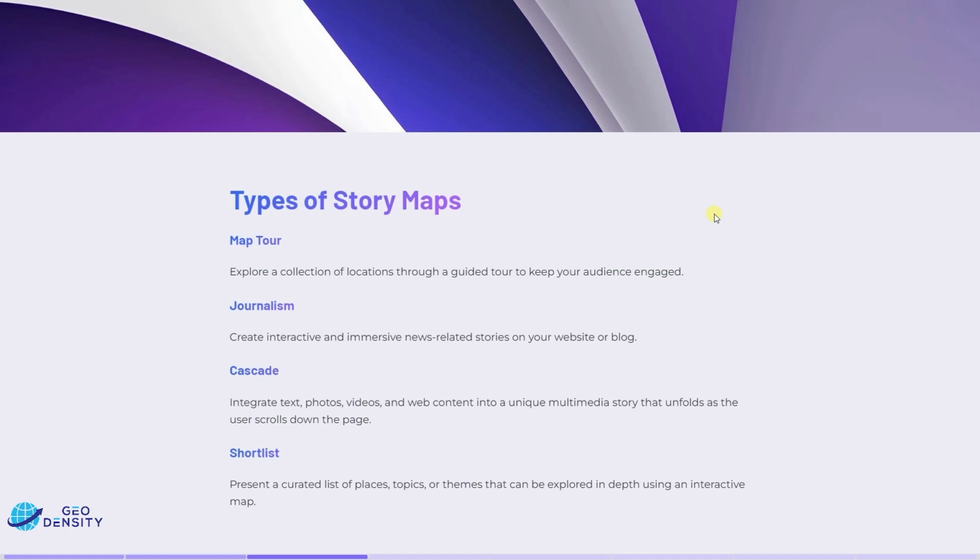The Cascade format unveils your narrative in a multimedia story that unfolds as your audience scrolls, integrating text, photos, videos, and web content into a compelling narrative. The Shortlist format lets you curate a list of places, topics, or themes, enabling your audience to gain a deeper understanding through an interactive map.